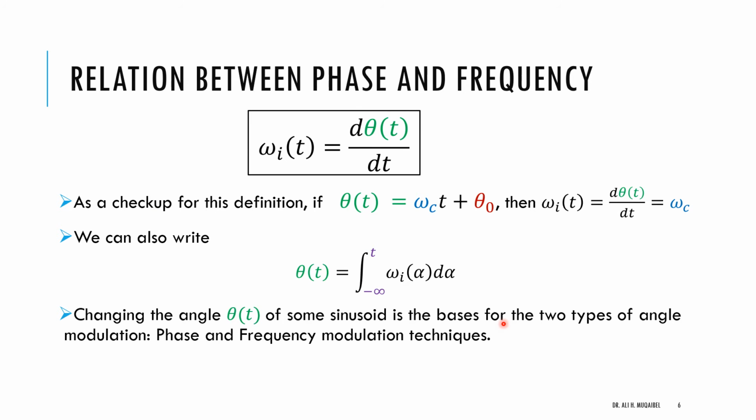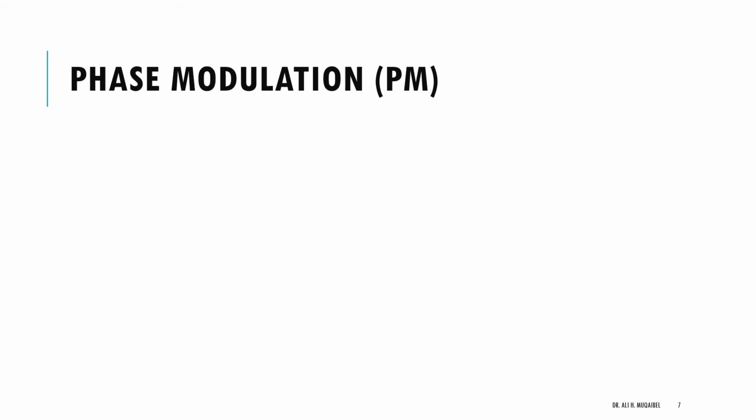Now, changing the angle of some sinusoid is the basis of 2 different types of modulation, which are the phase and frequency modulation techniques, which we are going to explain more. We have seen now that there is a relation between phase and frequency, or angle and frequency, and changing the angle in general can be used to introduce 2 types of modulation, which are frequency and phase modulation.